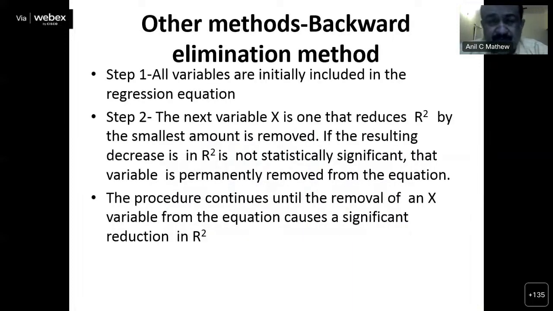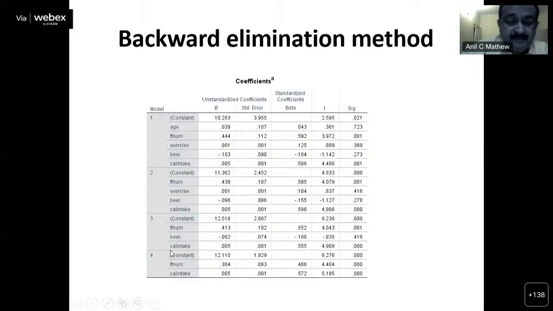We have other methods also. The next method is the backward elimination method. All variables are initially included in the regression model. The next variable x to be removed is the one that reduces R-square by the smallest amount. If the resulting decrease in R-square is not statistically significant, that variable is permanently removed from the equation. The procedure continues until the removal of an x variable from the equation causes a significant reduction in the R-square value.